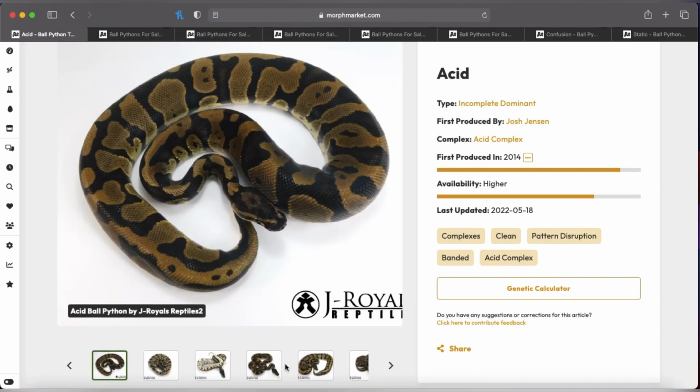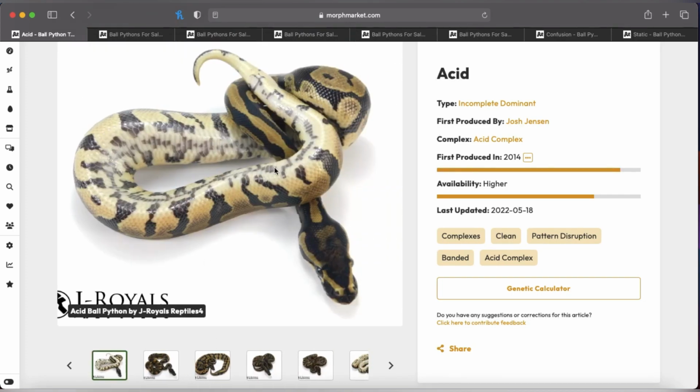So let's get into what makes them actually different. Let's look at the belly of that acid. That's really cool. That's really helpful to look at right there, because most of your leopards are going to have a pretty clean belly. That acid has patterning all the way across its entire body, all the way around. So even the belly area, you're going to have a really cool pattern on.